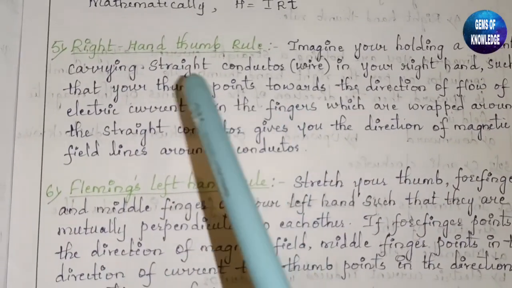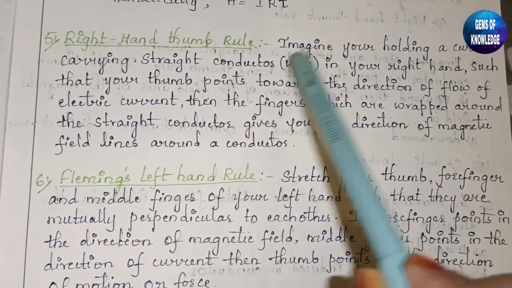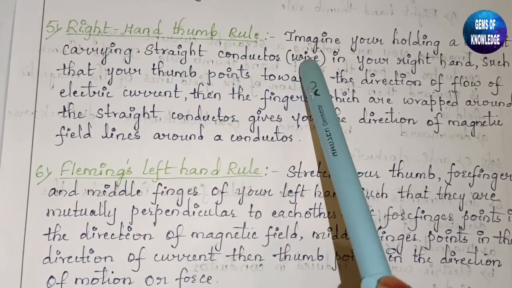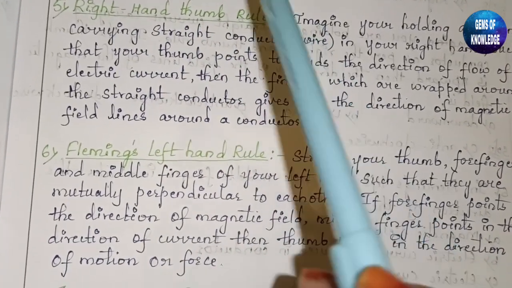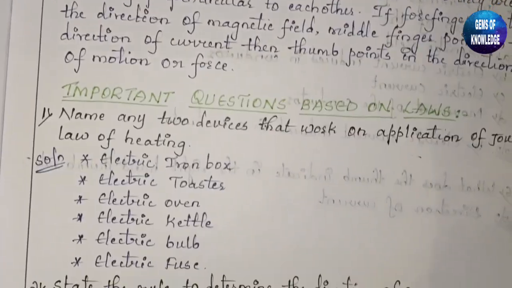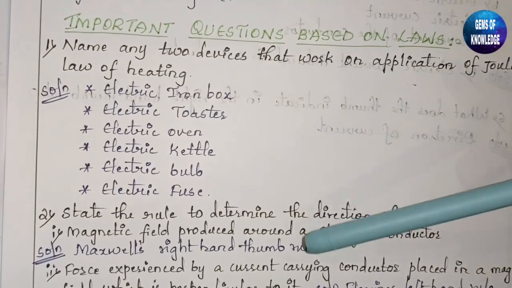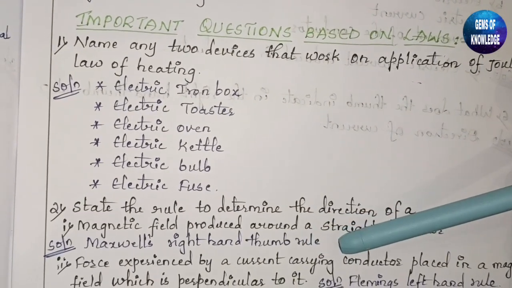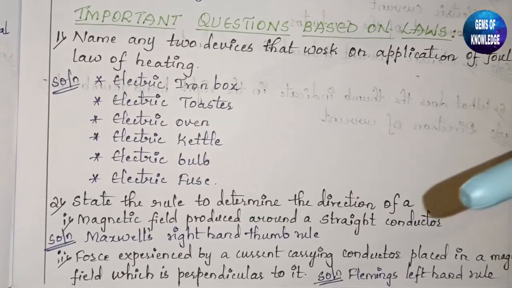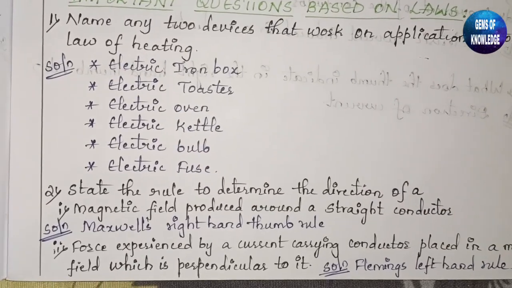You just can see here. Imagine you are holding a current carrying straight conductor. So it comes under the right hand thumb rule. So the answer to your question is Maxwell's right hand thumb rule. Right hand thumb rule was given by Maxwell. So it is shown as Maxwell's right hand thumb rule.